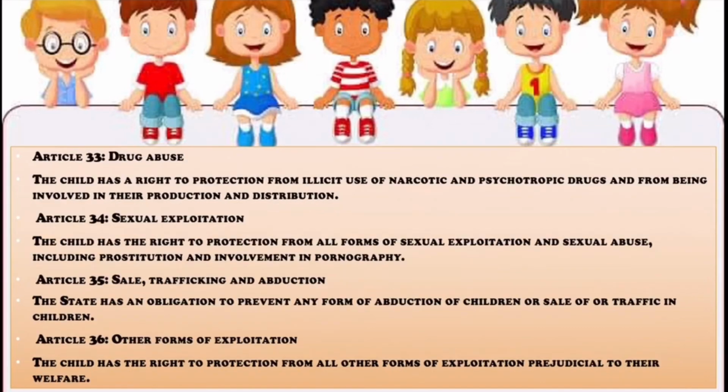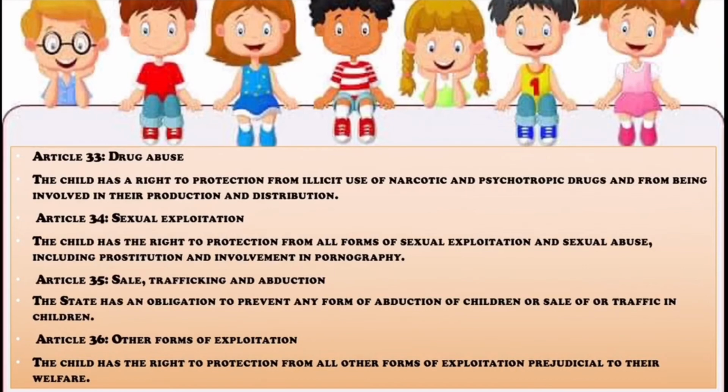In Article 33, drug abuse. In Article 33, state parties shall take all appropriate measures including legislative, administrative, social, and educational measures to protect children from the illicit use of narcotic drugs and psychotropic substances as defined in the relevant international treaties, and to prevent the use of children in the illicit production and trafficking of such substances. Article 34, sexual exploitation. In Article 34, state parties undertake to protect the child from all forms of sexual exploitation and sexual abuse.